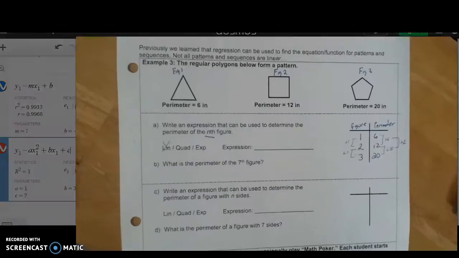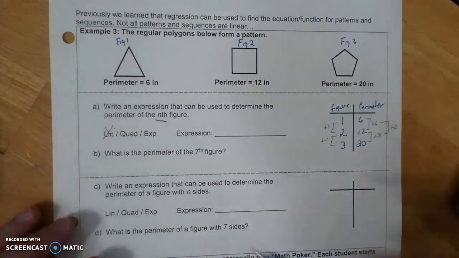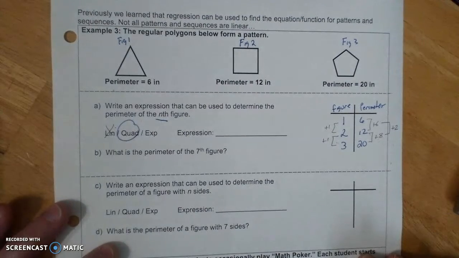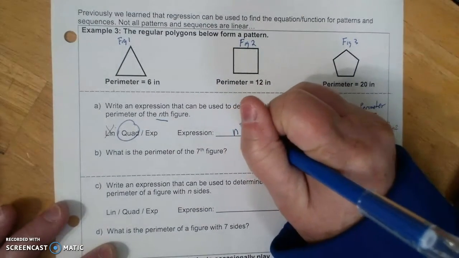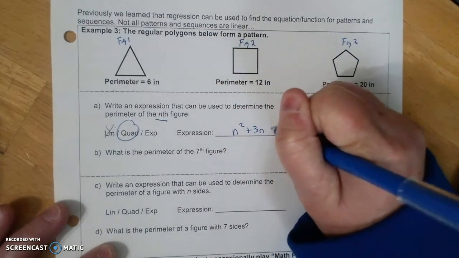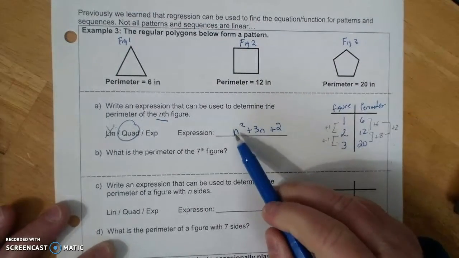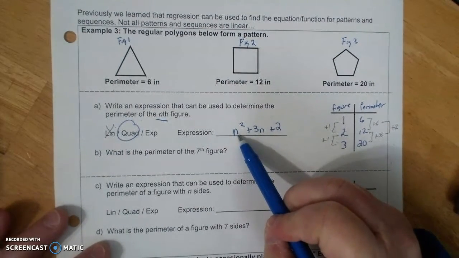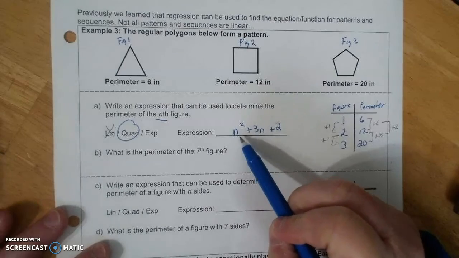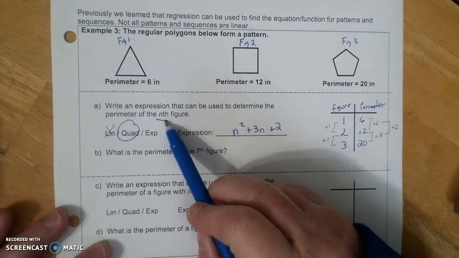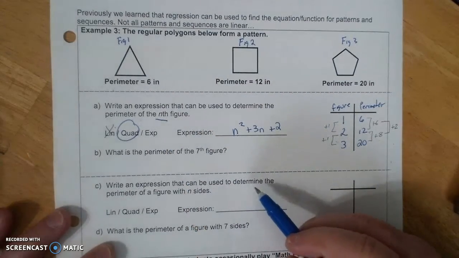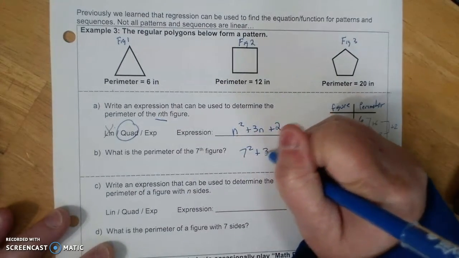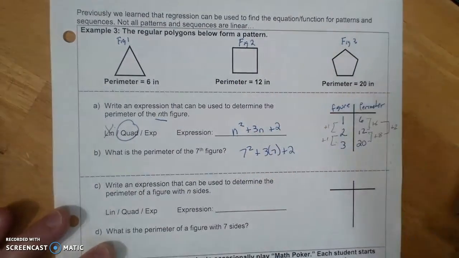So we're going to come here and fill in, we're going to say it's a quadratic expression. And our thing is n squared plus 3n plus 2. We replace the x's with n's. Anytime n is in an equation, that's a tip-off that they're doing a sequence. What is the perimeter of the 7th figure? 7 squared plus 3 times 7 plus 2.